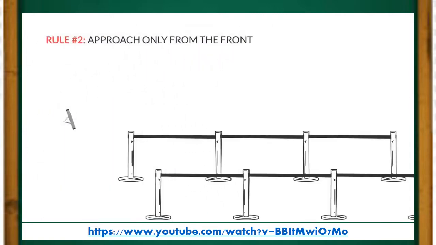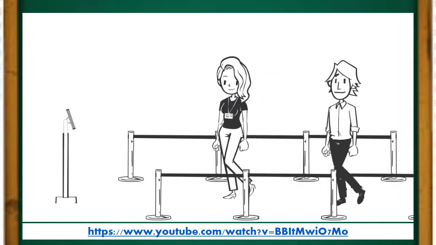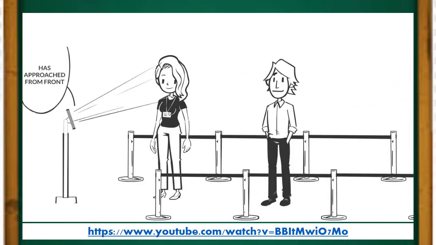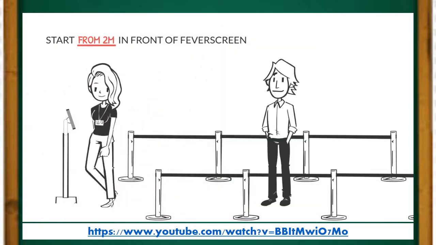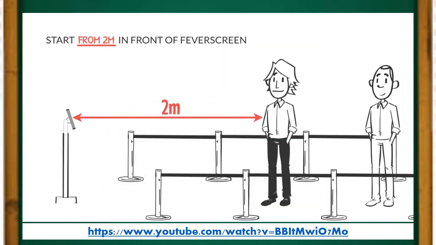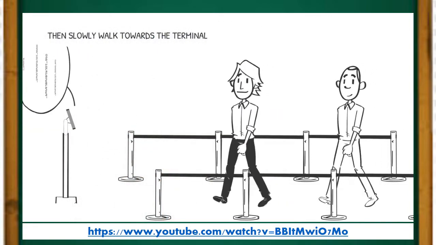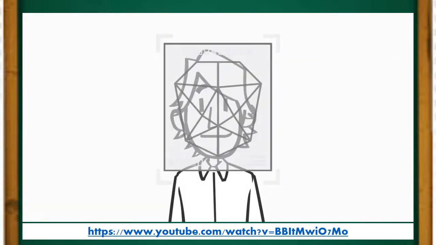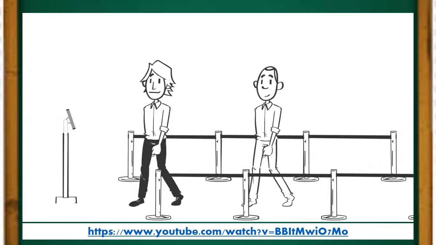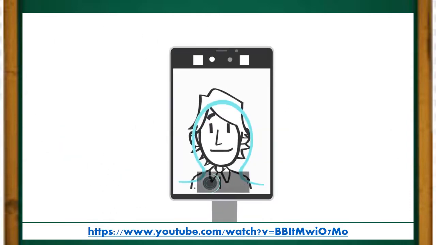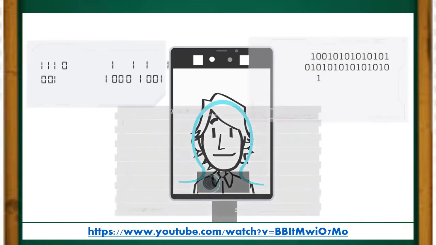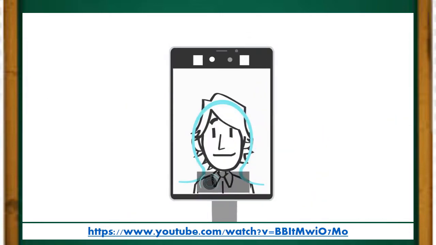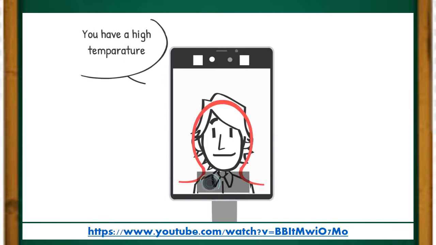Rule number 2. Approach FeverScreen directly from the front, keeping yourself parallel to the unit. This helps FeverScreen scan effectively. Start from approximately 2 meters away in direct view of the terminal, then slowly walk towards FeverScreen. As you approach, FeverScreen works out that you are indeed a human and does some preliminary calculations as you walk towards it. When you're just under a meter away, stop, lean in, and place your face within FeverScreen's on-screen facial guides. At this point, FeverScreen will calculate your temperature. If you are okay, FeverScreen will turn green and tell you pass. If your temperature is high, FeverScreen will turn red and tell you that you have a high temperature.